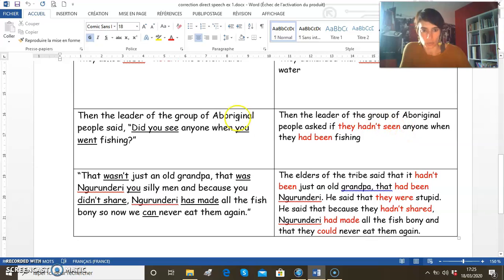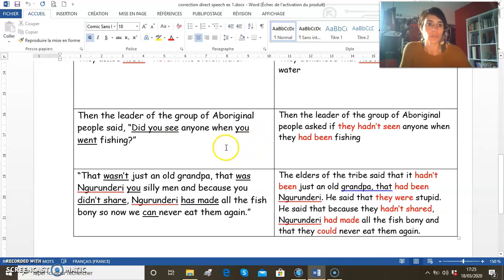then the verbal group. You've got to ask yourself who "you" is. So this "you" is the two men that went fishing and didn't respect the law, so since they are two, we use "they". Then you need to identify the tense of the verbal group. So here it's the simple past.